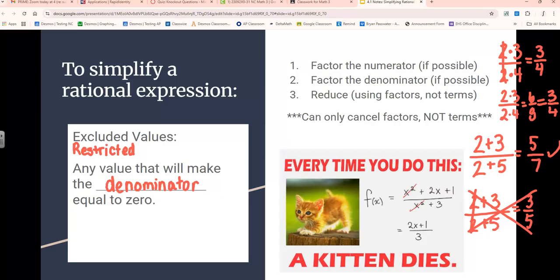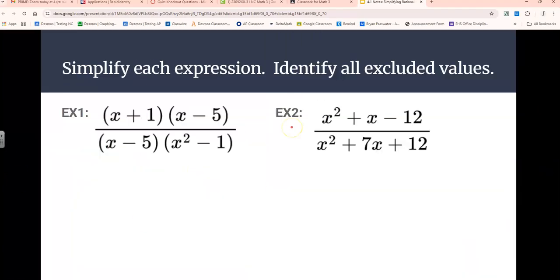So let's do some problems that'll make it more clear what we're doing here. So 1 is going to be a little bit easier of a question because it is mostly already factored for us. The thing that I want us looking for first, it says to simplify each expression and identify all excluded values. So excluded values are anything that make the bottom equal to 0. Okay? So you want to factor the top, factor the bottom. Everything's mostly factored here. Is there anything else I could factor further?